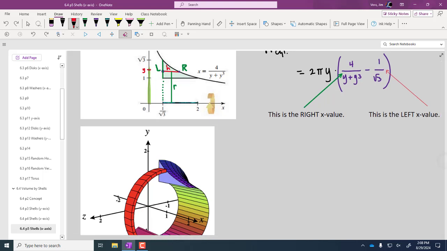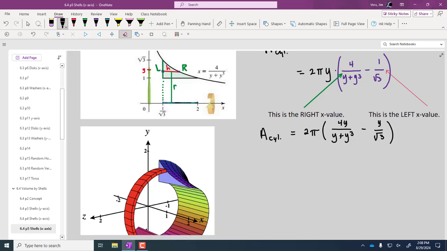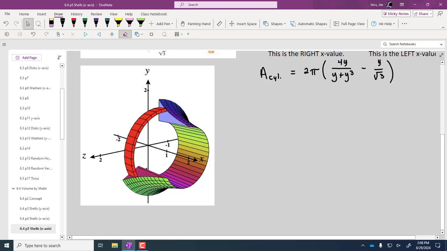So let's go ahead and simplify the area of this cylinder a little bit. So the area of the cylinder, we have 2 pi. I'm going to distribute the y to the inside. And so we're going to have 4y divided by y over y plus y cubed, and then minus y over the square root of 3. So there's the area of the cylinder at a height of y.